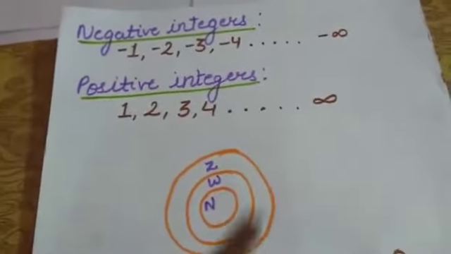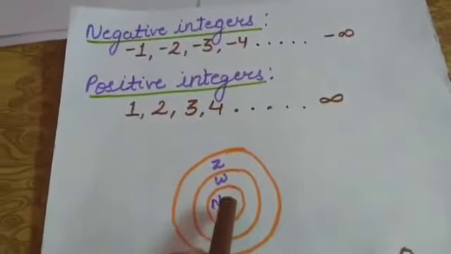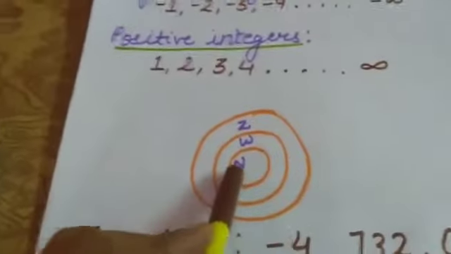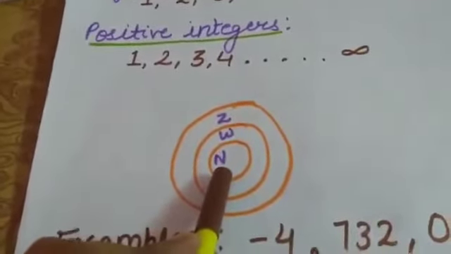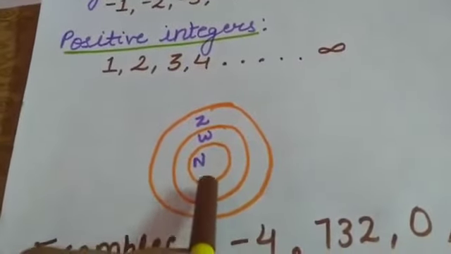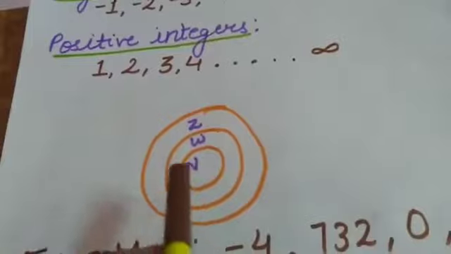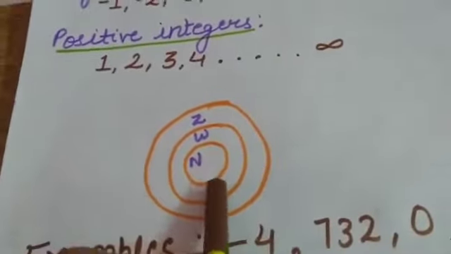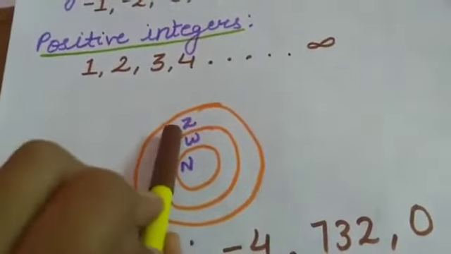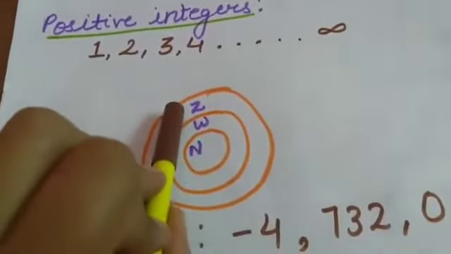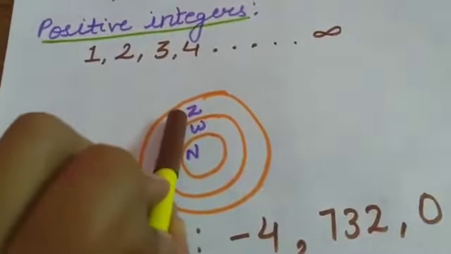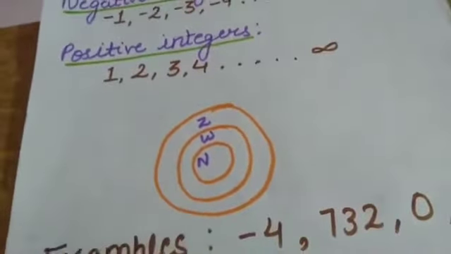Now there is a diagram showing the classification of numbers. The smallest among these three is the set of natural numbers, and this is represented by the capital letter N. After this we have the whole numbers. Natural numbers including 0 make whole numbers, and this is represented by the letter W. Now come to the integers. Integers are represented by the capital letter Z. These are the numbers which are even greater than whole numbers and natural numbers.